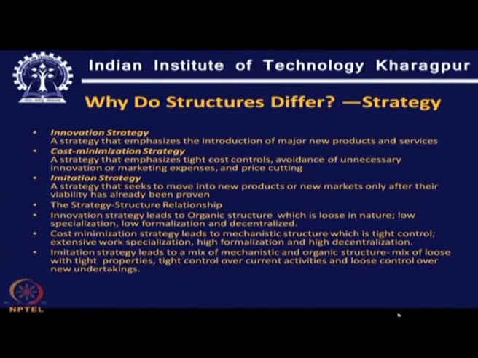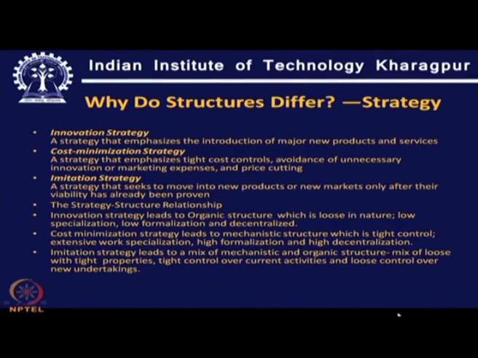When we are talking of cost minimization strategy, it is a strategy that emphasizes tight cost control, avoidance of unnecessary innovation or marketing expenses, and price cutting. When we are talking of imitation strategy, it is a strategy that seeks to move into new products and new markets only after the viability has already been proven.